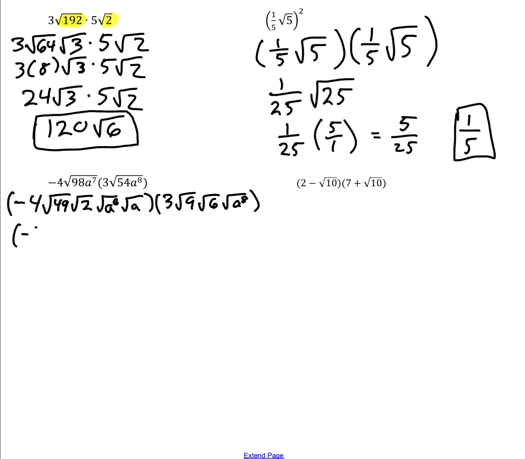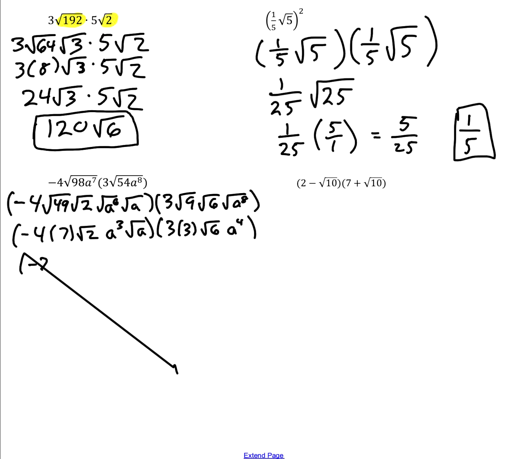That would be negative 4 times 7 radical 2 a to the 3rd radical a times 3 radical 6 a to the 4th. So we're just simplifying each part of the radical. Let's write it so every number outside of the square root is in the front. And then everything inside of the square root, we just write under one square root. So this would be negative 28 a to the 3rd radical 2a times 9 a to the 4th radical 6.